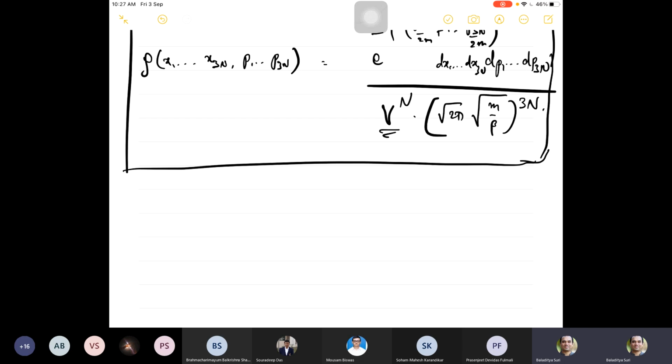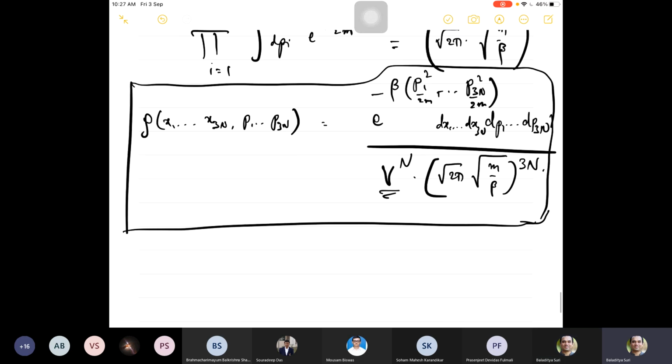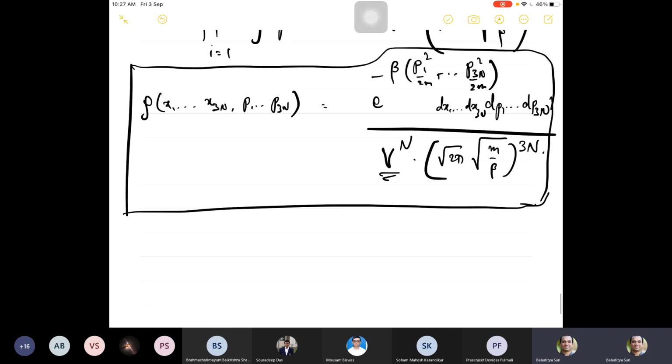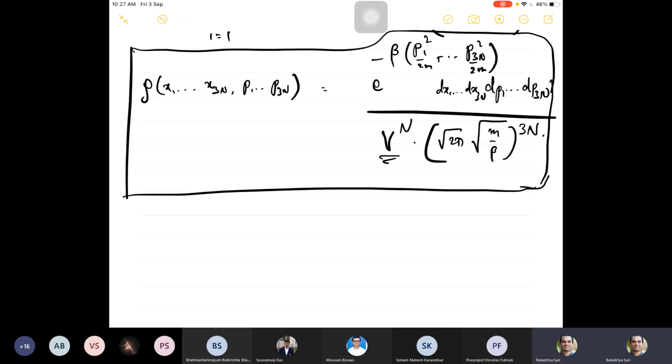Now, what we want to do is, so this is the probability density function. Now that we have the probability density function, I should write the d omega here. That's an important thing we should not forget. Once we have this probability density function, every quantity pertaining to this system can now be computed.